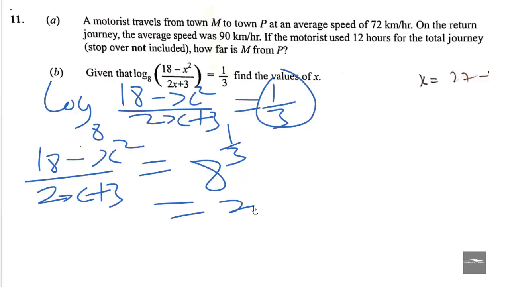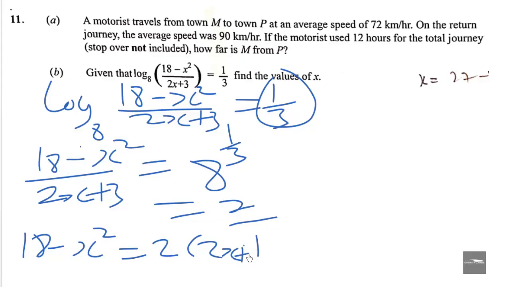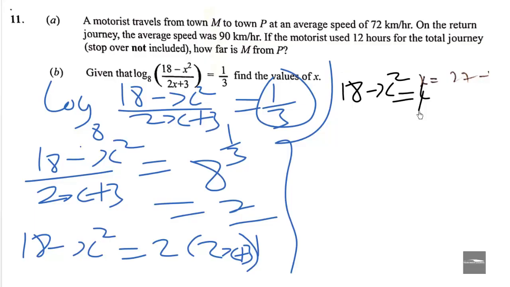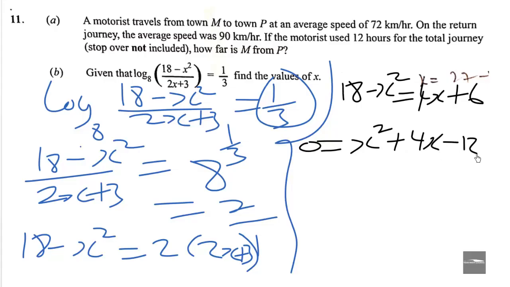So we can cross multiply. 2 over 1 times 18 minus x squared: 18 minus x squared is equal to 2 times (2x plus 3). So let's expand. We have 18 minus x squared is equal to 4x plus 6. I'm going to move everything to the right side, so I'll get x squared plus 4x plus 6 minus 18, which is minus 12, equal to 0. So this is a quadratic equation.